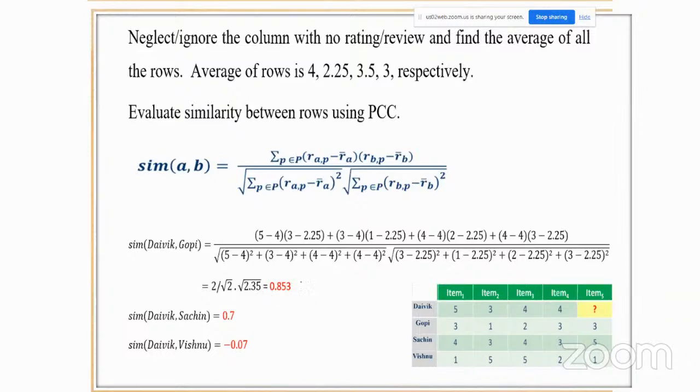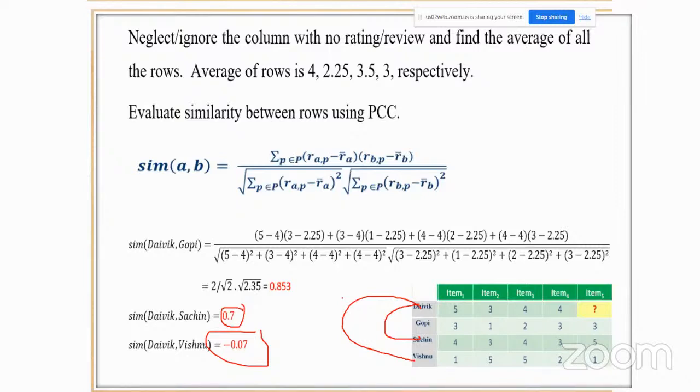And similarly, we have to look for Daivik to Sachin. So after calculation, directly given the value, 0.7. So 70% similarity is there between Daivik and Sachin. And finally, Daivik and other last user, that is called Vishnu, similarity is 0.07. Negative means no need to consider, 0. That means both are uncorrelated. That means Daivik used to watch romantic movies, Vishnu used to watch thriller movies, like that. So both are uncorrelated. There is no relation here. That is the meaning here.